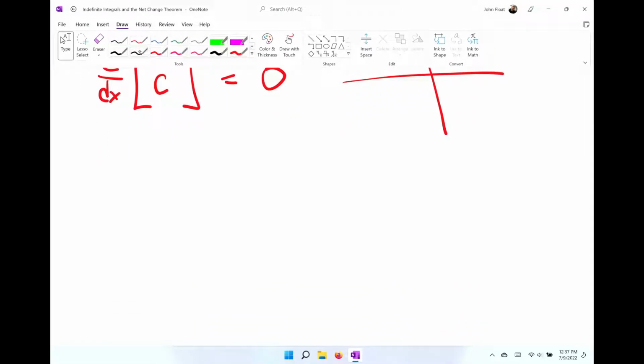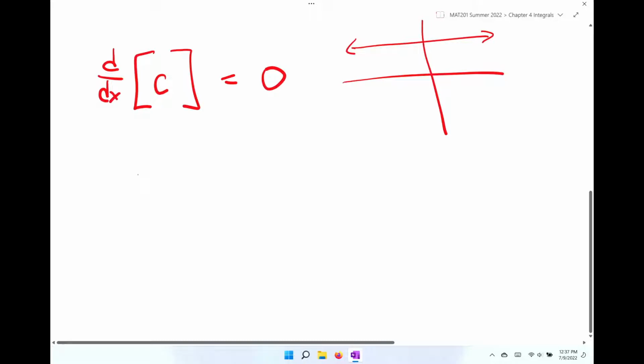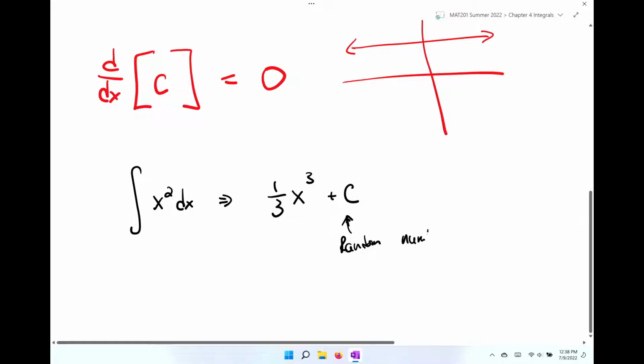Here is what happens. If I ask you to find the integral of x to the second dx, what I'm asking you to do is find the antiderivative, okay? But here's what ends up happening. You get 1/3 x to the third plus C, and this is called an arbitrary constant. It's just some arbitrary constant, a random number.